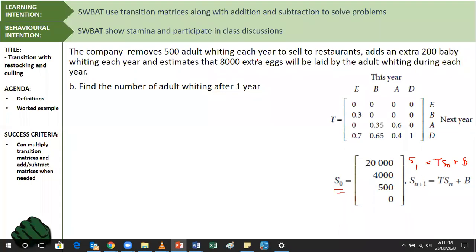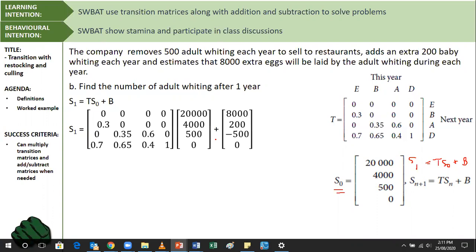So when you get to piece all this together, this is what the recursion looks like. From the recursion, all I'm doing is replacing it with all my matrices. So here's my T matrix. That was given to us at the start. Worst case scenario, they'll give you all the percentages and you would have to construct the matrix on your own. S0 was also given to us from the start. So here it is. And then this is the extra bit, so that every year you're adding in extra eggs, you're adding in extra babies, but you're removing the adults to sell off to the restaurants.